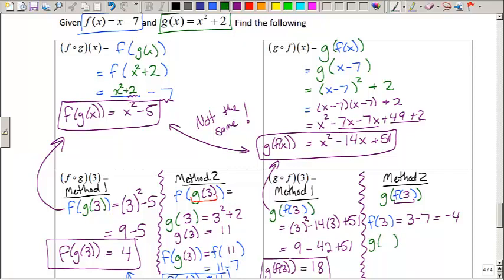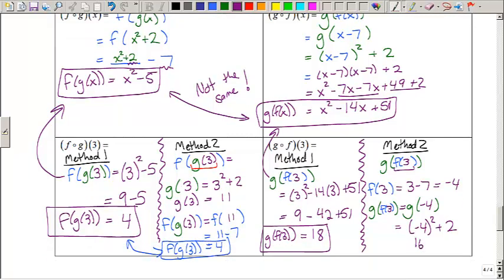So g of f of 3, and f of 3 can be replaced with negative 4. So what I'm really asking to do is to find g of negative 4. Well, I have the original g function here at the top. The original function says x squared plus 2, but instead of x, I'm going to plug in negative 4. Negative 4 squared is 16, plus 2 is equal to 18. So g of f of 3 is equal to 18.